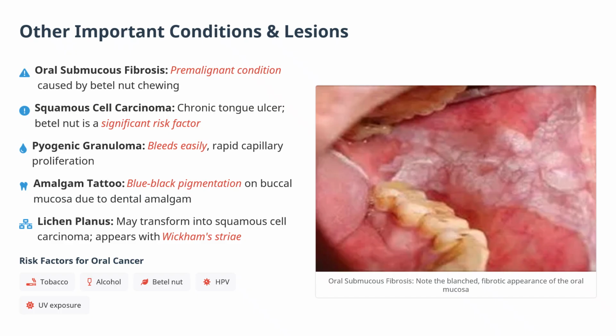Lichen planus may transform into squamous cell carcinoma, and you need to know the clinical feature of this lesion, which is Wickham striae. The risk factors of oral cancer must be known by you: tobacco, alcohol, betel nut, human papillomavirus, and UV exposure. The images in the slides are good for focusing and remembering the condition by the photos. There are no photos in the exam, just for your information.